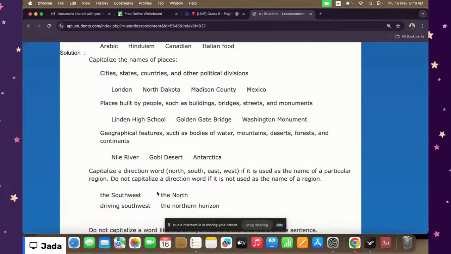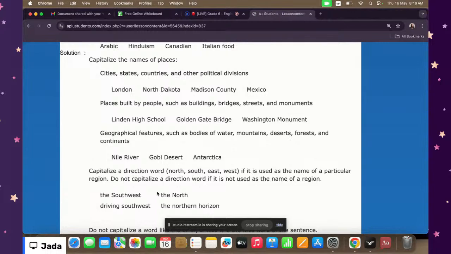It's very, very important. We have geographical features such as bodies of water, like the sea, the ocean, mountains, desert, forest, and continent. We have Nile River, Gobi Desert, Antarctica, Savannah. You have to make sure that you capitalize every single thing, because we can't go on without capitalization, or whatever we write would not be correct.